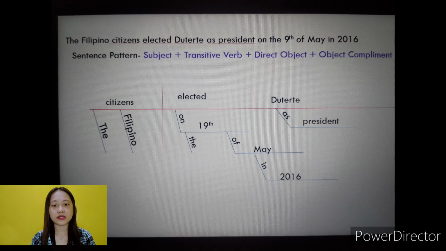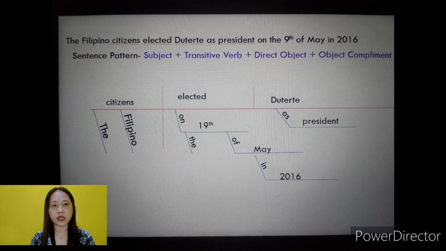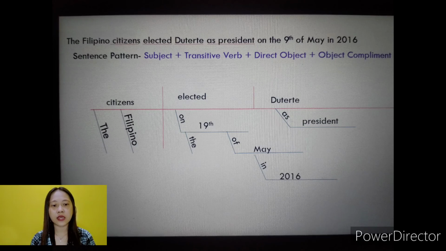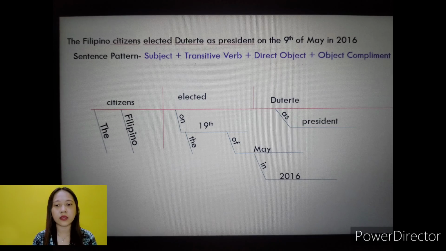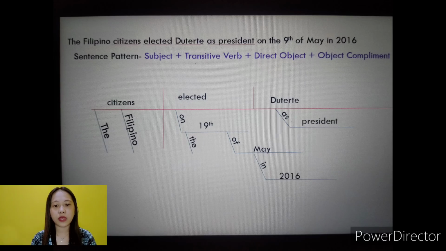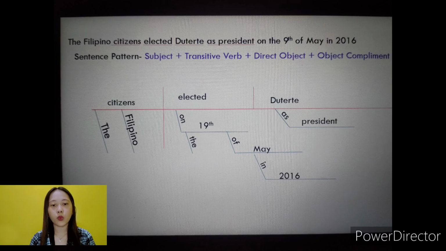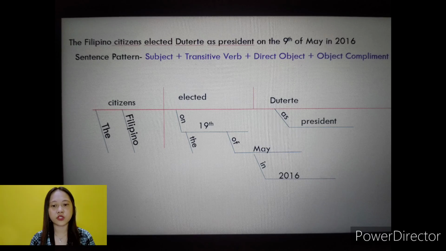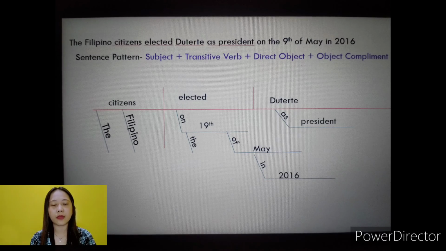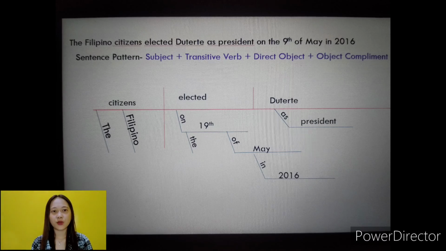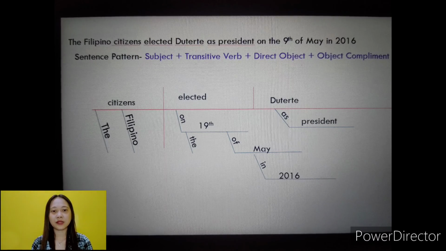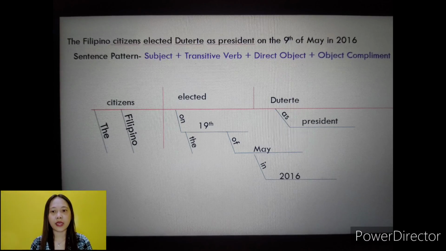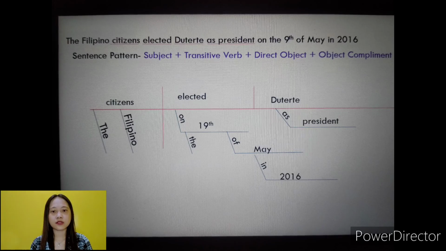In a sentence that has a direct object, we write a vertical separator that separates the verb from the direct object. But when we draw the vertical line for the direct object, we must stop at the baseline of the horizontal line. The object complement is written below the direct object Duterte because it modifies the object.